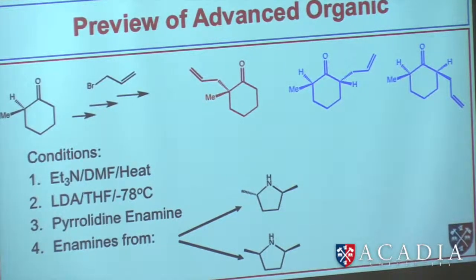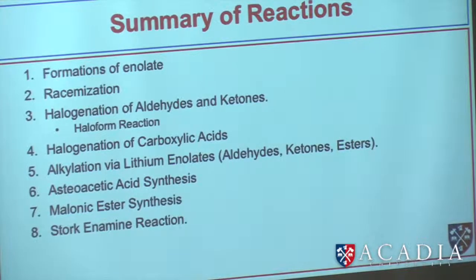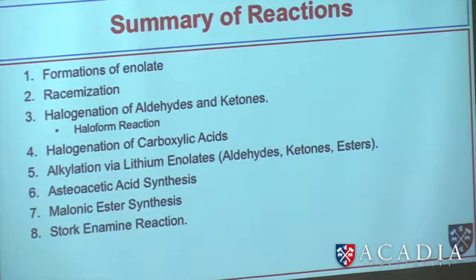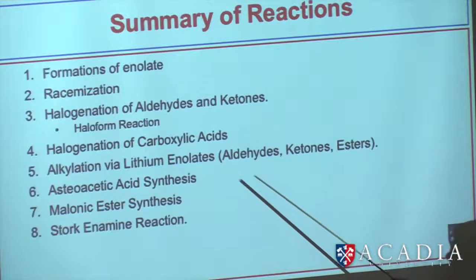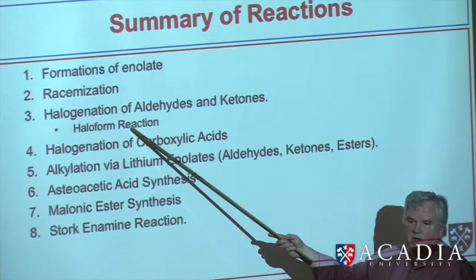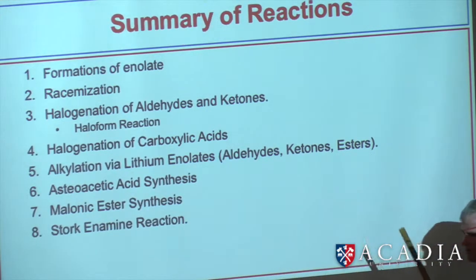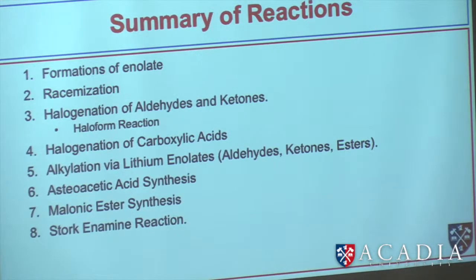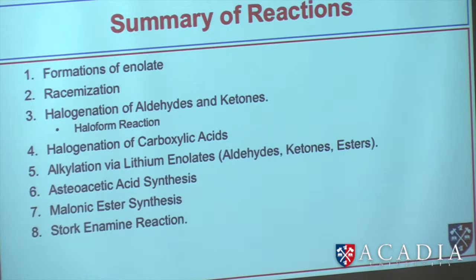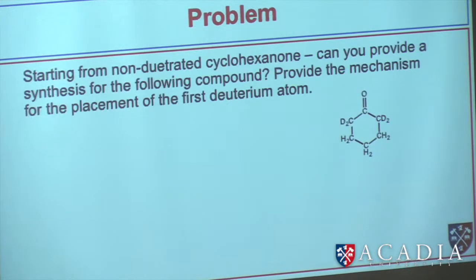So we're done with chapter 18. We did more or less 8 reactions, and we did the halogenation and then a special one of the halogenation reactions, which we called the haloform reaction. So that's all of chapter 18, and there are a number of problems that I've put in here, problems like this. Starting from non-deuterated cyclohexanone, can you provide a synthesis for the following compound? Provide the mechanism for the placement of the first deuterium atom.